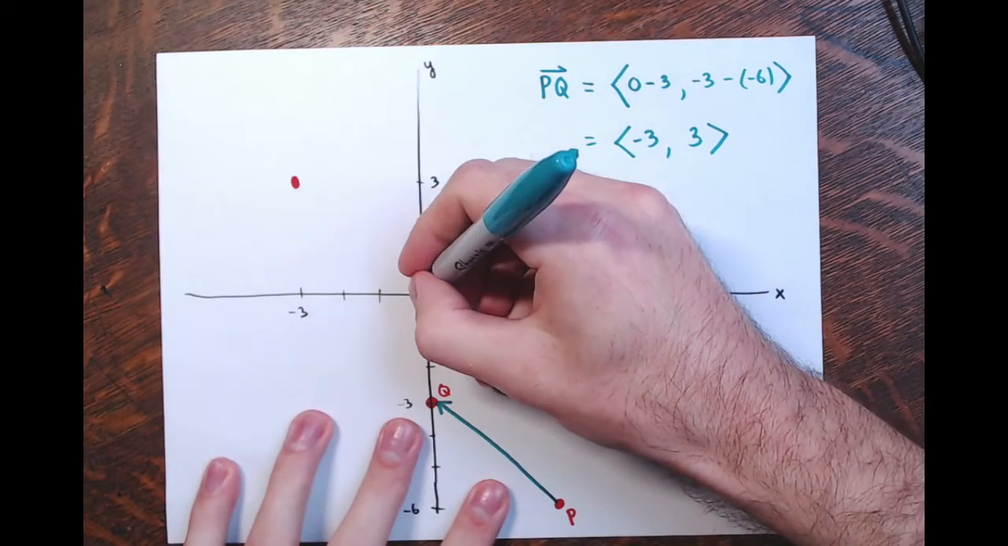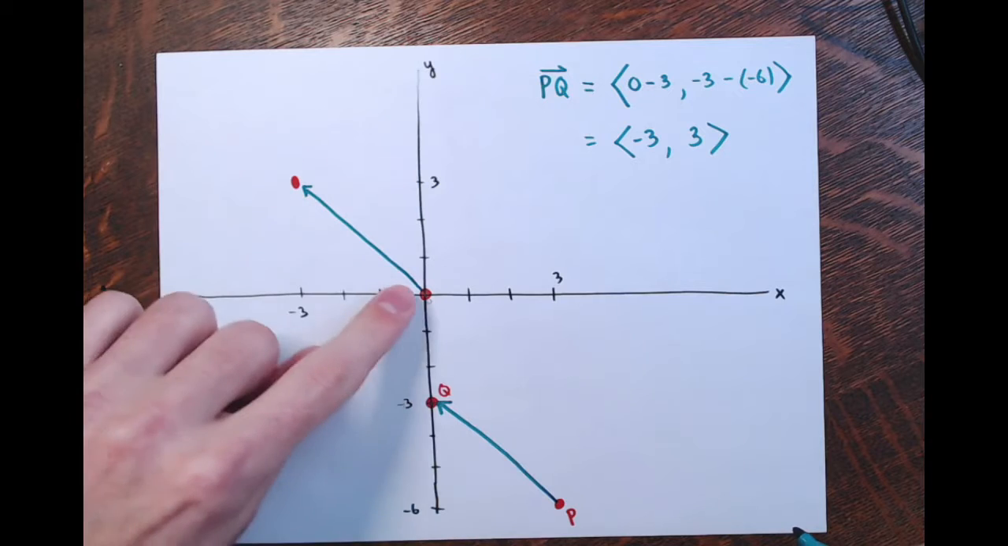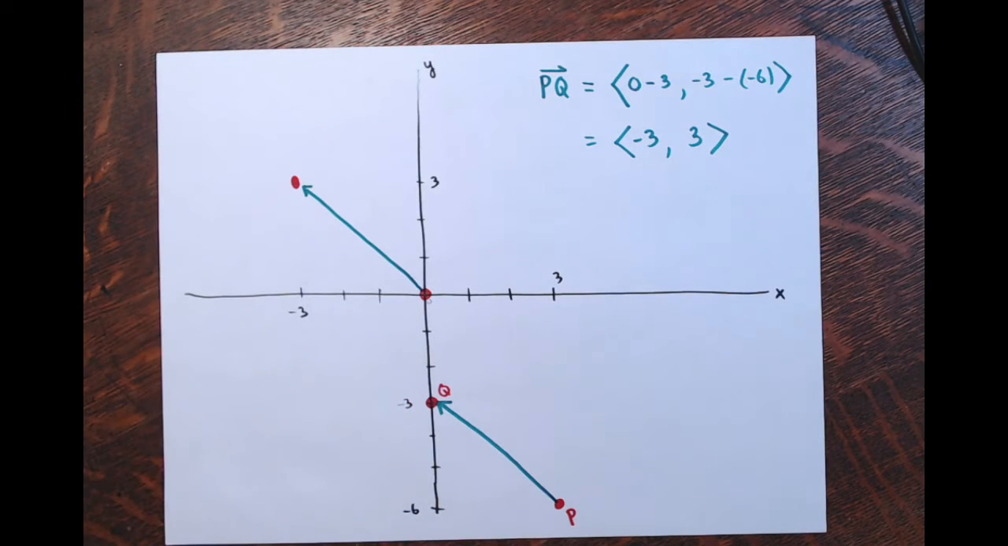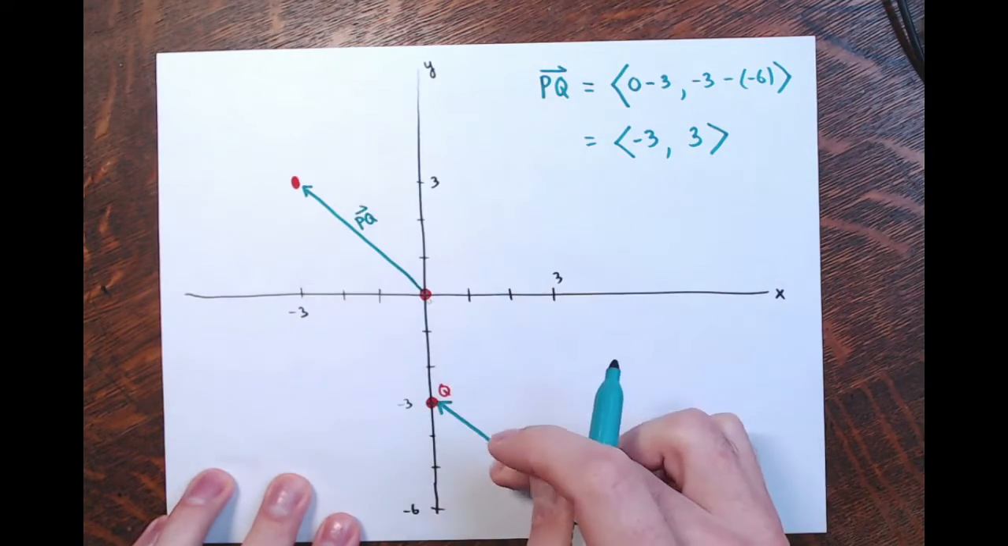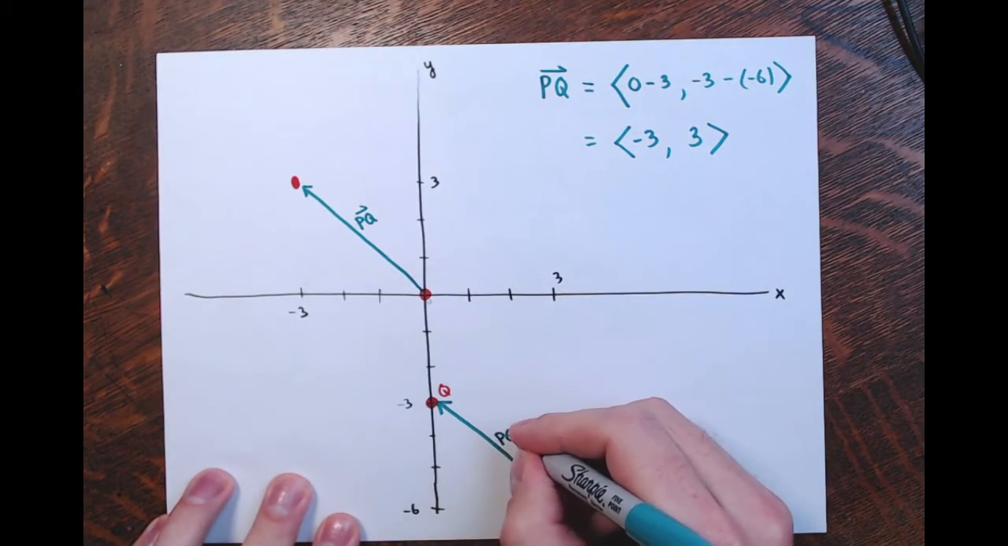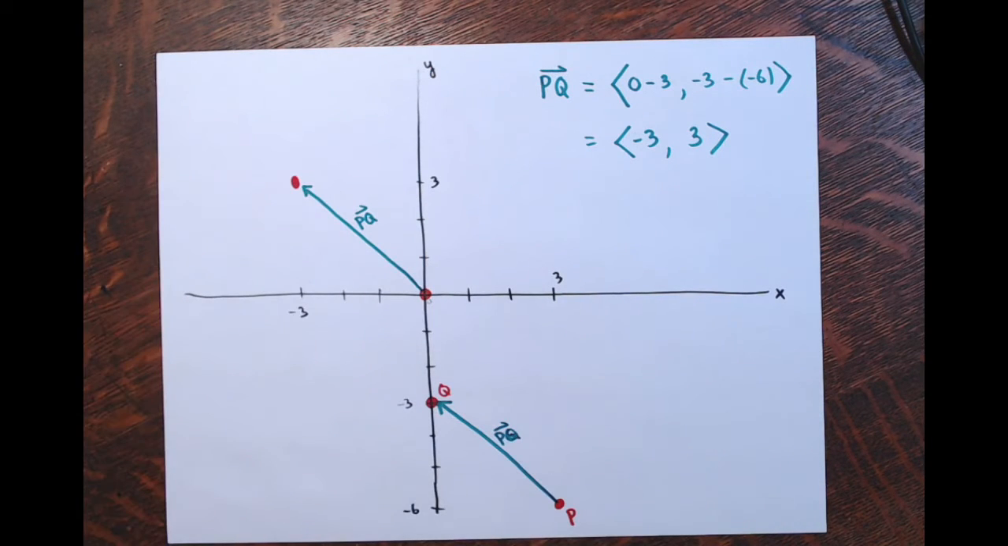These should be the same vector. Now I know it's a hand drawing, so they might not look exactly the same, but they should be the same length, pointing in the same direction. Here is vector PQ, just drawn in a different place. Because remember, all these vectors you can draw starting anywhere, as long as they describe the same motion.